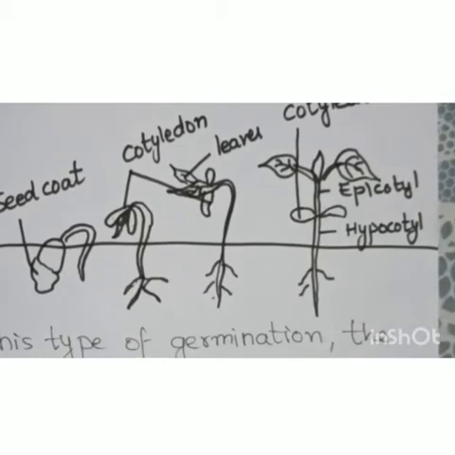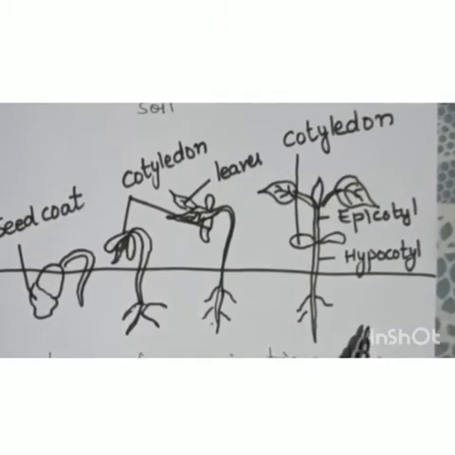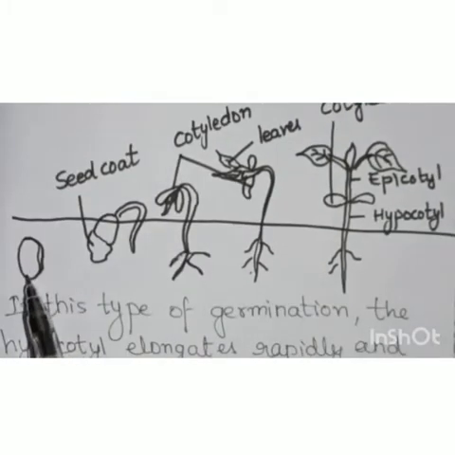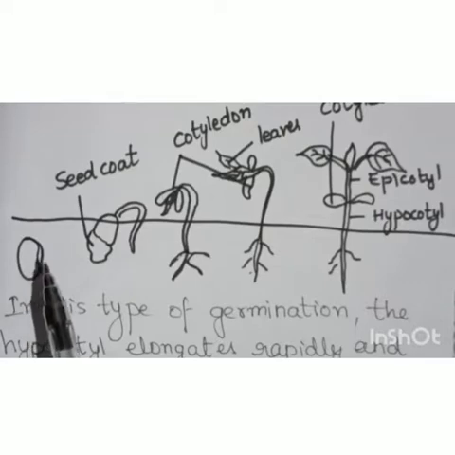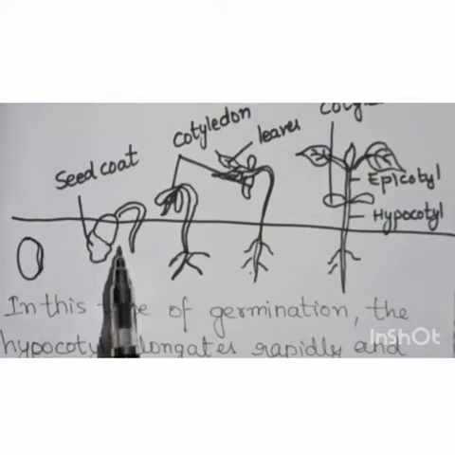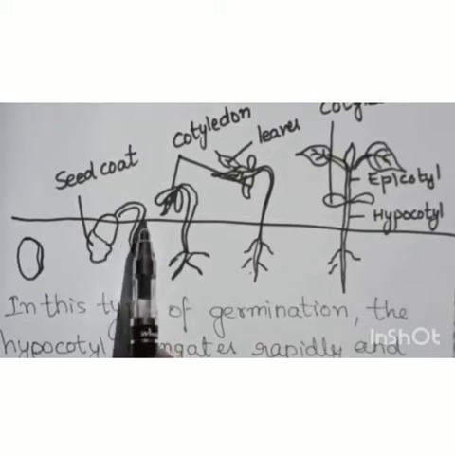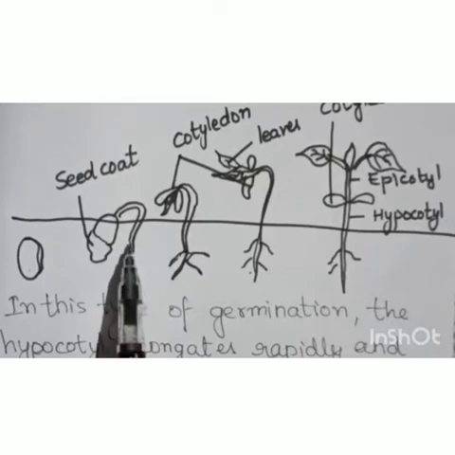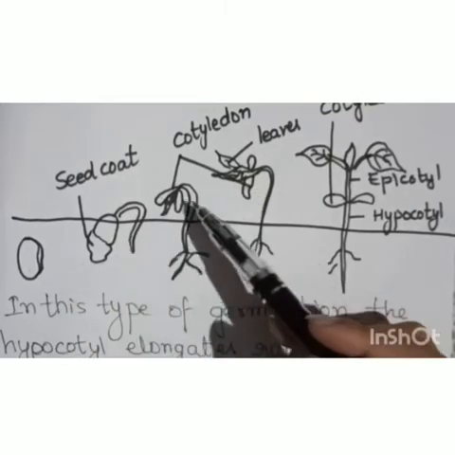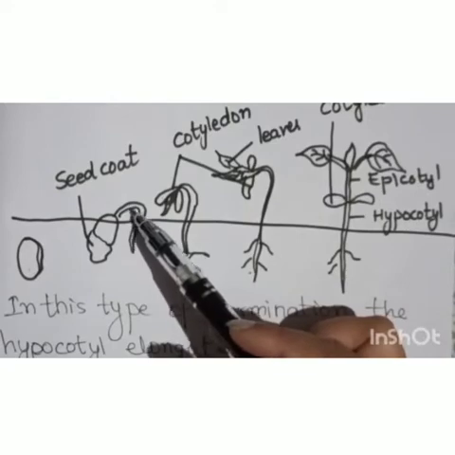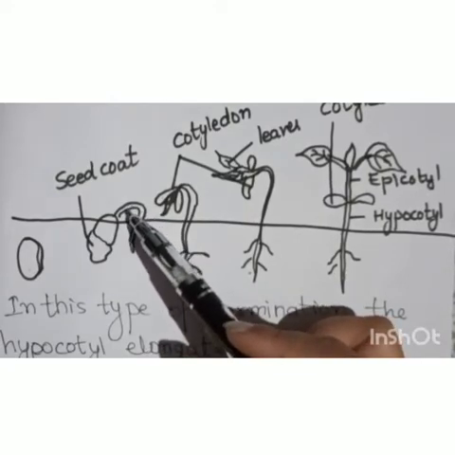Now see the epigeal germination. A seed gets proper or suitable conditions like air, water and warmth, and then what happens? It grows out. The baby plant comes out. So the radicle comes out first, and it forms the roots. Then this hypocotyl, this portion, pushes the cotyledon.